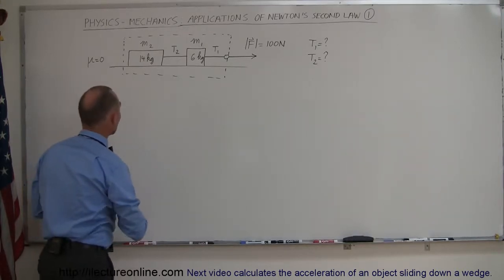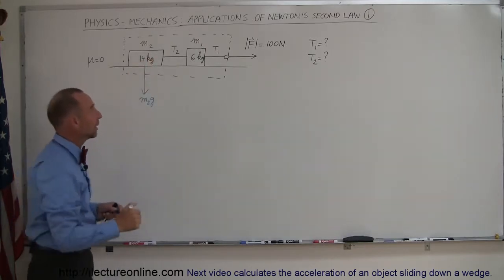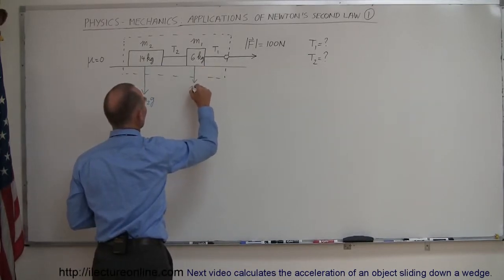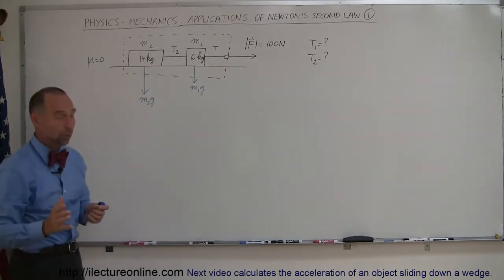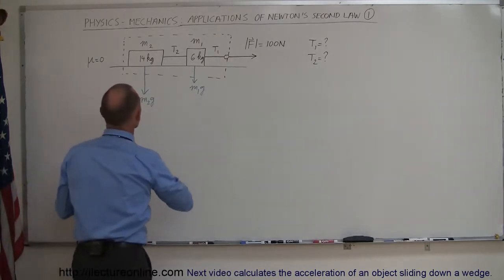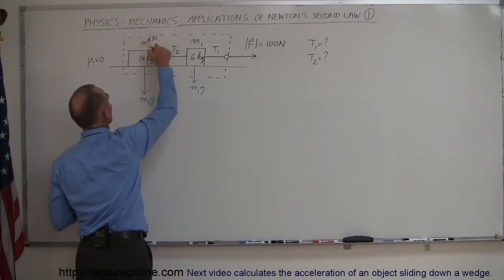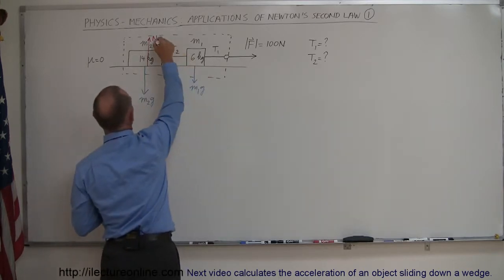First of all, we have gravity pulling down on this mass. This would be m2g, which is the weight of the 14 kilogram mass. And then we have a force coming down this way, also due to gravity, which is m1g, the weight of this first mass right here. And of course, knowing Newton's third law, there's going to be a reactionary force, a normal force, equal in magnitude to m2g. Here we're going to have, let's call it, N2.